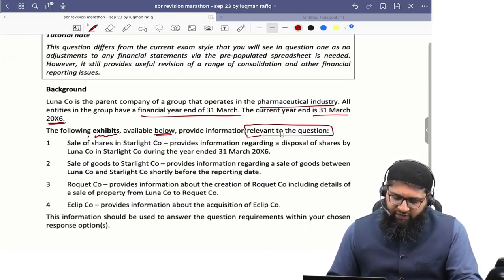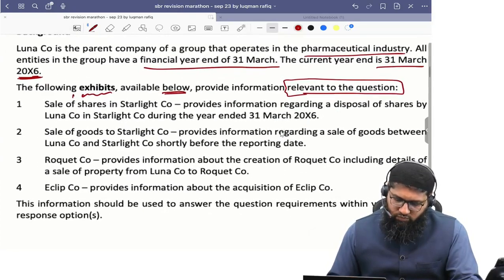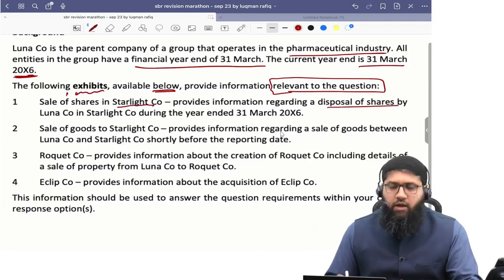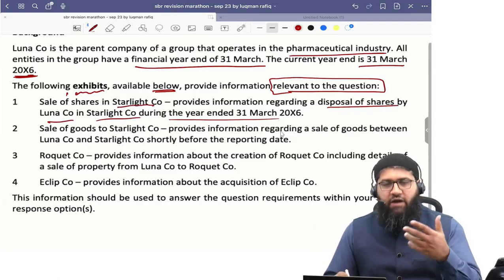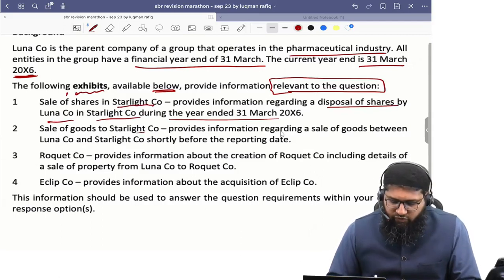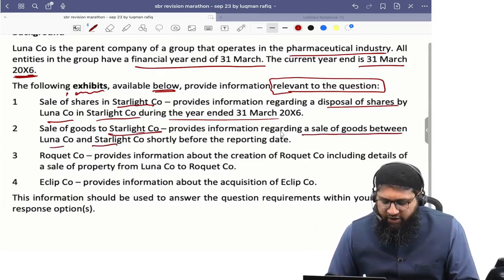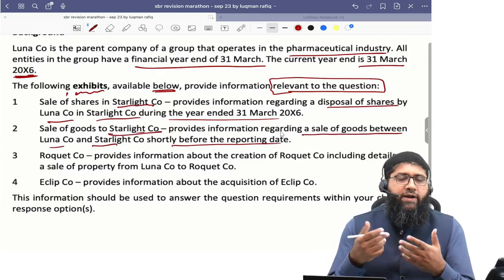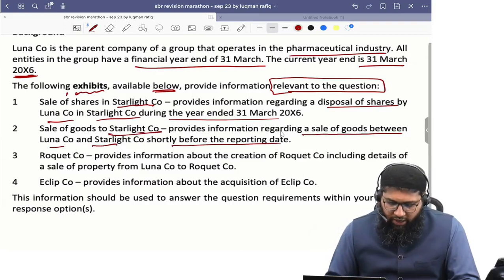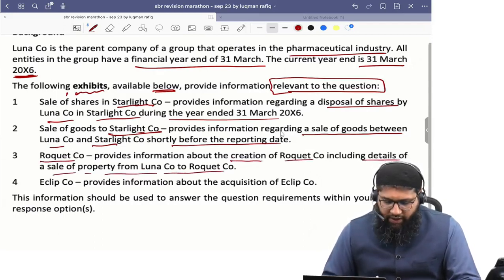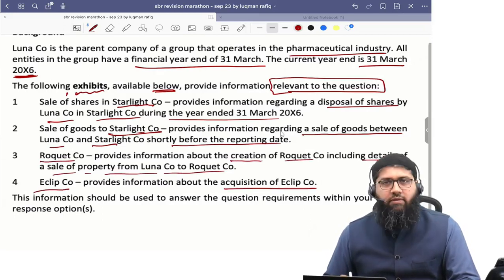Sale of shares in Starlight company provides information regarding a disposal of shares by Luna in Starlight during the year. Sale of goods to Starlight company provides information relating to a sale of goods between Luna and Starlight shortly before the reporting date. Reporting date is your year end. Rocket company provides information about creation of Rocket, including details of a sale of property from Luna to Rocket. Eclipse company provides information about the acquisition of Eclipse company.